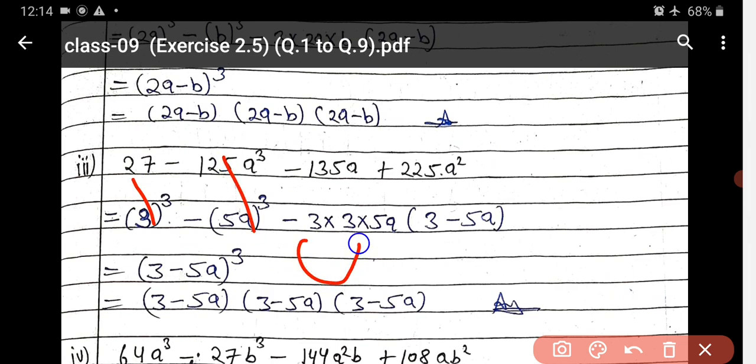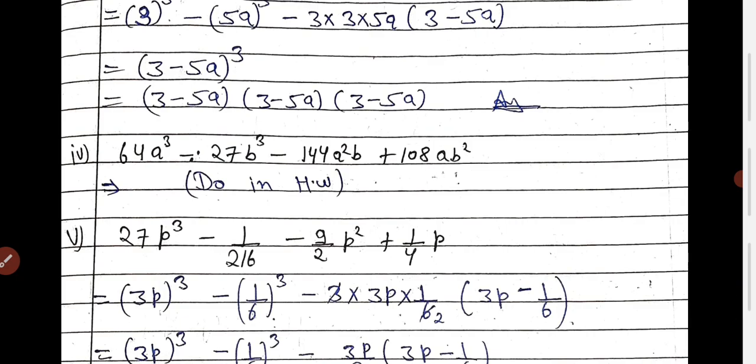3 3s are 9, 9 5s are 45, 45 3s are 135. 135 you get here, and it becomes minus minus plus. 45 into 5 you get 225. So it is in balance form. So write here a minus b whole cube, that is 3 times you have to write. Only calculation is there, concept I already explained in detail. Okay, 4th part you have to do in homework.